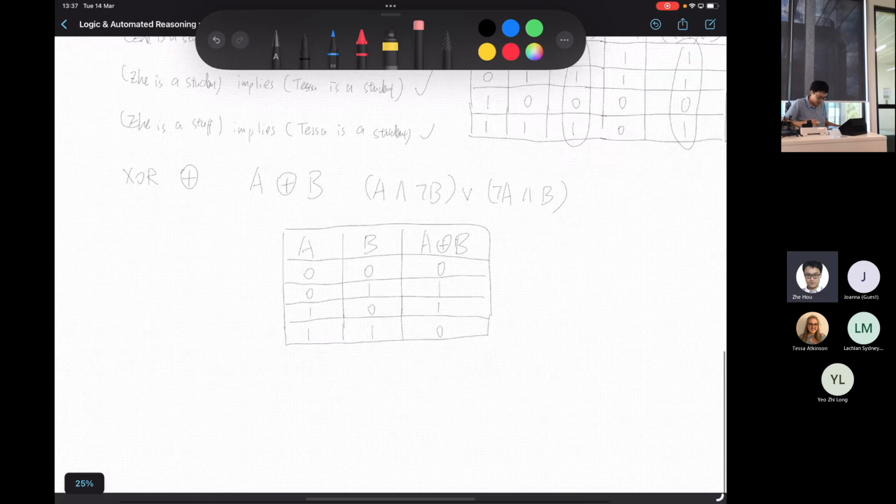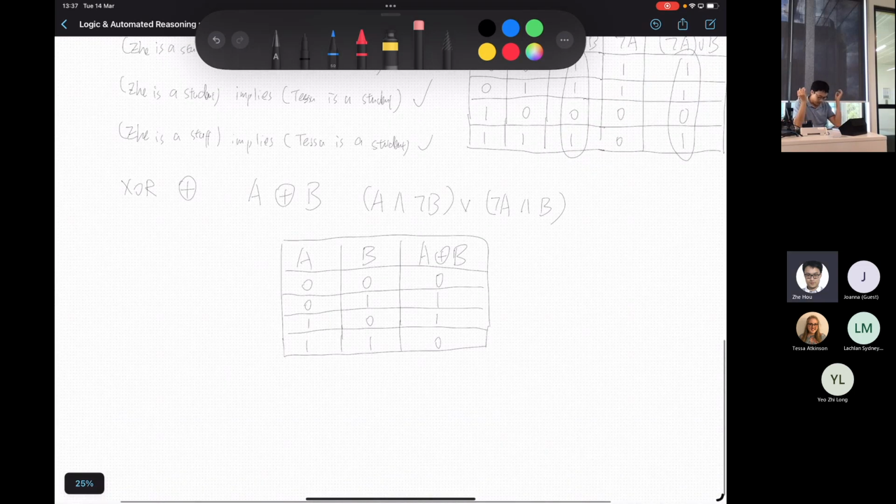So that's a useful derived logical operator. Can anything be derived from not and or? Are they like a base? So that's a very good question. It depends on what you mean by anything.